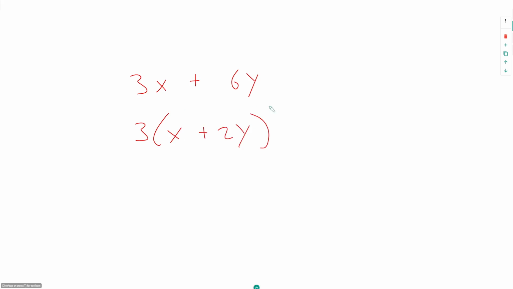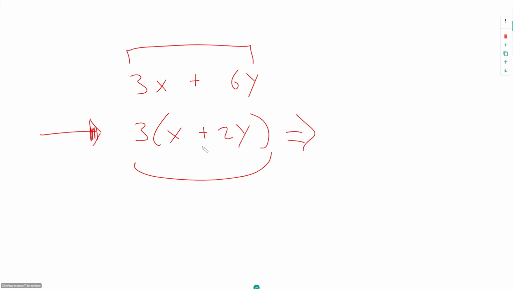Well, how does this relate to divisibility? Because look at what you have done here. You have taken this addition expression and turned it into a multiplication expression. You now have 3 times this expression here. And once I have it as a product of 2 terms, I can use my divisibility rules to tell me stuff about this expression.